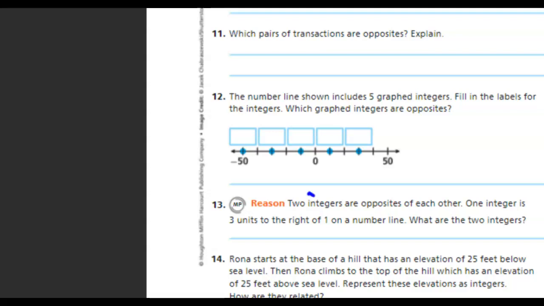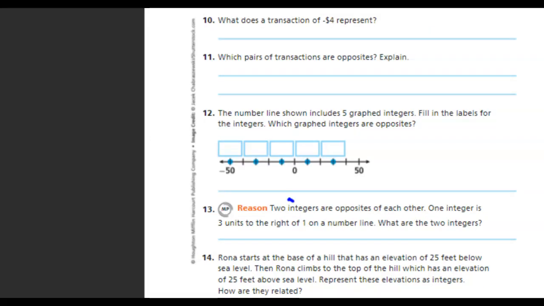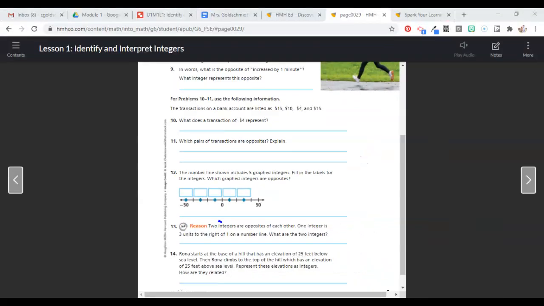I'm going to go ahead and zoom out so we can see number 14. Rona starts at the base of a hill that has an elevation of 25 feet below sea level. Right now, I can tell you that the word below means that we're going to be in the negatives there. Then Rona climbs to the top of the hill, which has an elevation of 25 feet above sea level. Above means positive. Represent these elevations as integers.